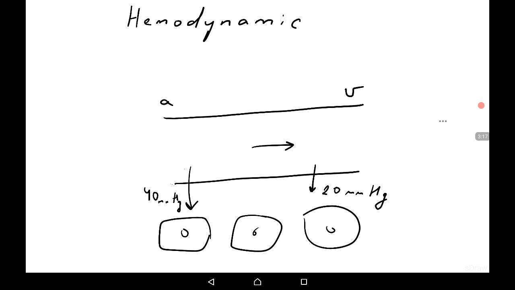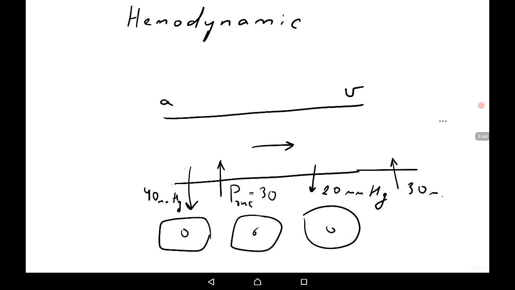Another factor that influences the exchange of water in the capillary is oncotic pressure. Oncotic pressure is 30 millimeters mercury, and it is equal in the venous part of the capillary, so it is also 30 millimeters mercury.